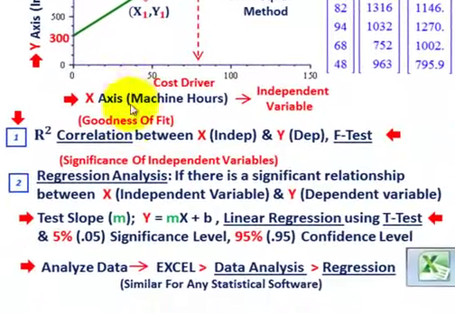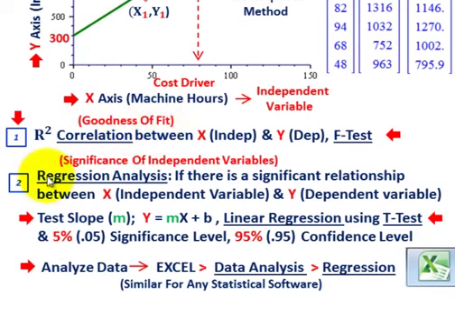Okay, so these are really two different tests we're going to look at. First, we're going to have the R squared test. That's really a correlation test between our X independent variable, the machine hours, and our Y dependent variable, the indirect manufacturing labor cost that we're trying to predict. And we use an F test to do that, and we'll go into that. Okay, so that's our R squared. That might be referred to as the goodness of fit test.